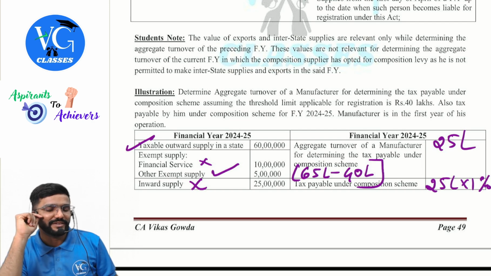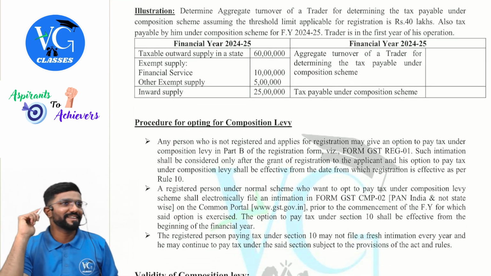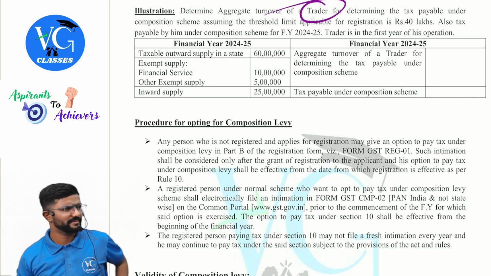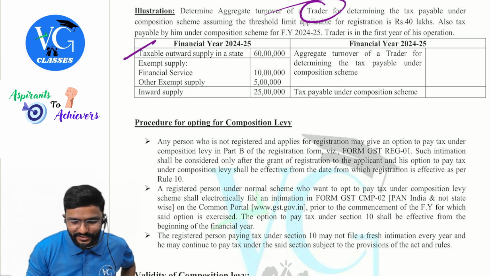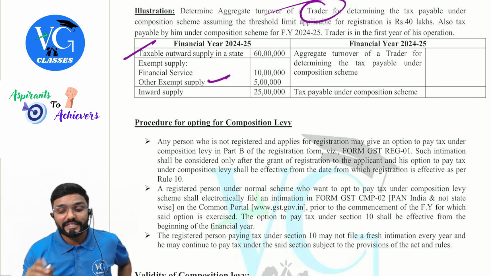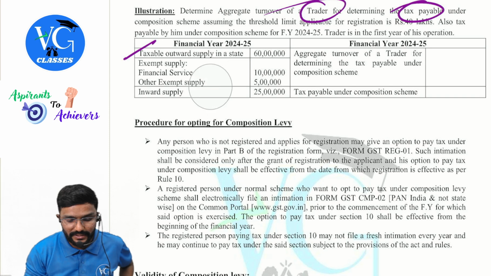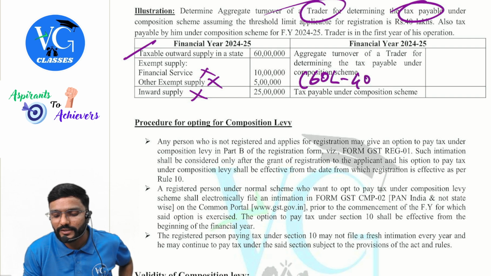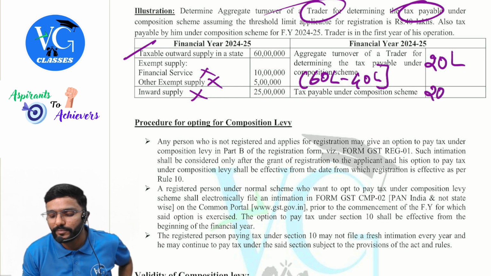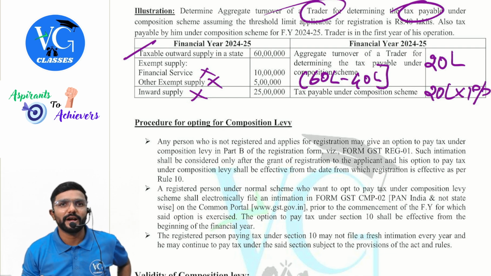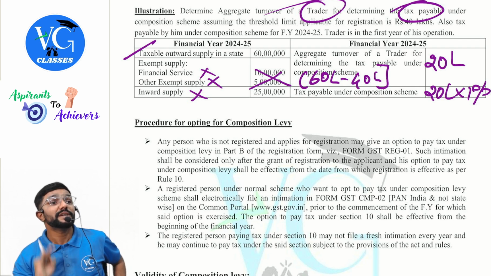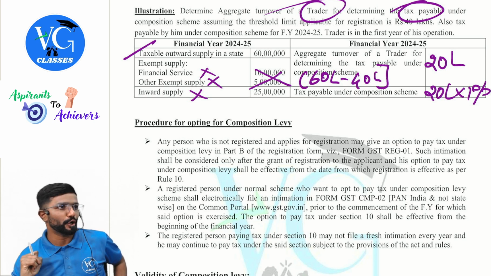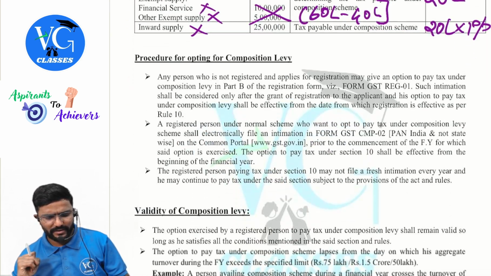Now listen. What if this guy is a trader? Same answer? No, listen here. Should I take this? Yes. Should I take this? Yes. Listen. We are checking for tax payable. We should not consider this. Exempt supply should not at all come. Only taxable supply. Should we take this? No. Anyway, financial will not come. Clear? So what is this turnover? 60 minus, as per explanation 2, 40 lakh. So how much? 20 lakh. On 20 lakh, 1%. Got it now? Yes. Why didn't I take this 5 lakh? Because for a trader, 1% is on taxable turnover. Taxable turnover, guys.